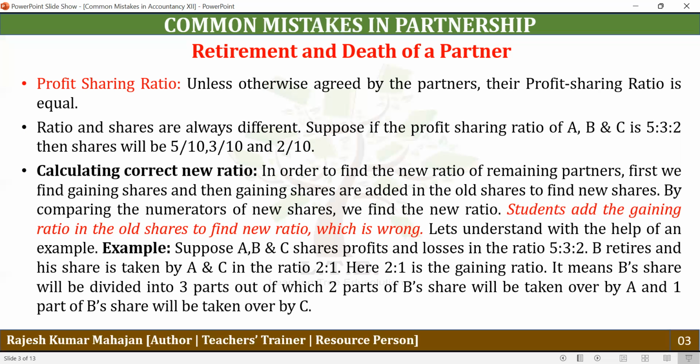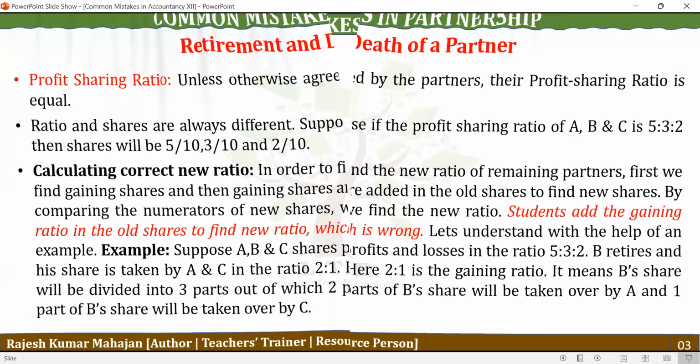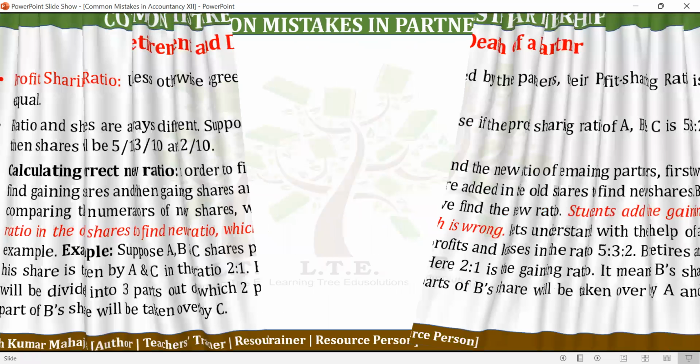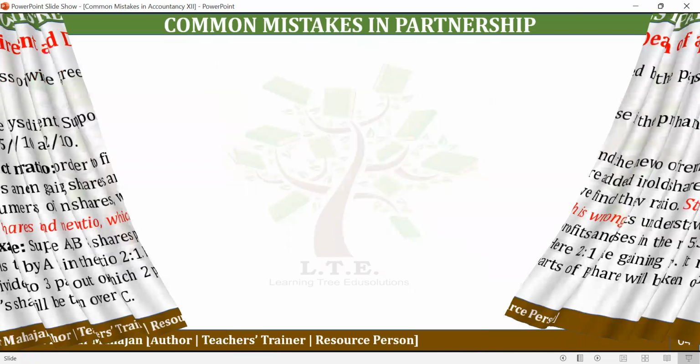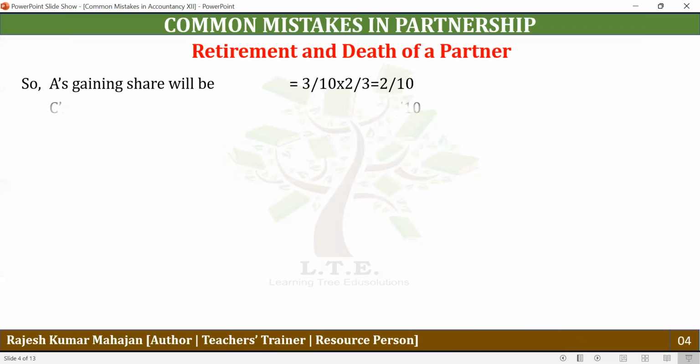So here the gaining ratio is given. Let's see how the gaining shares can be found out. A's gaining share will be B's share, that is 3/10, into 2/3, which is equal to 2/10. Whereas C's gaining share will be 3/10 into 1/3, that is 1/10.